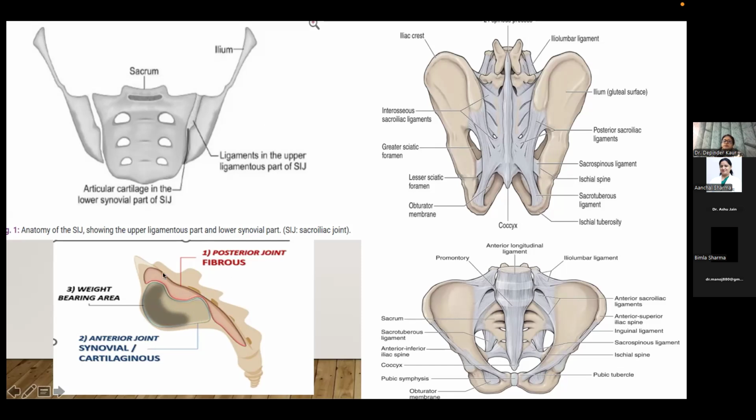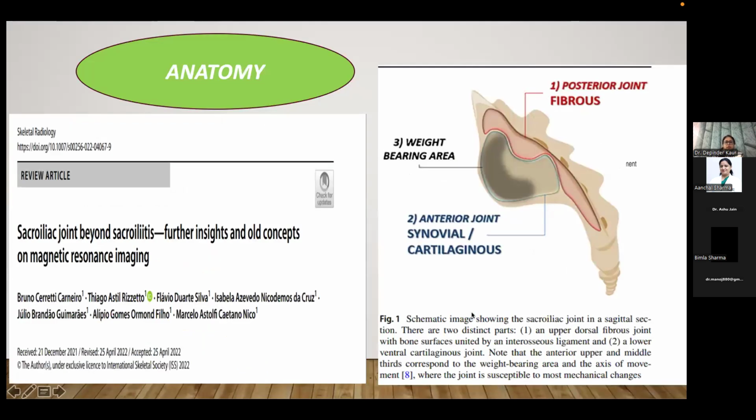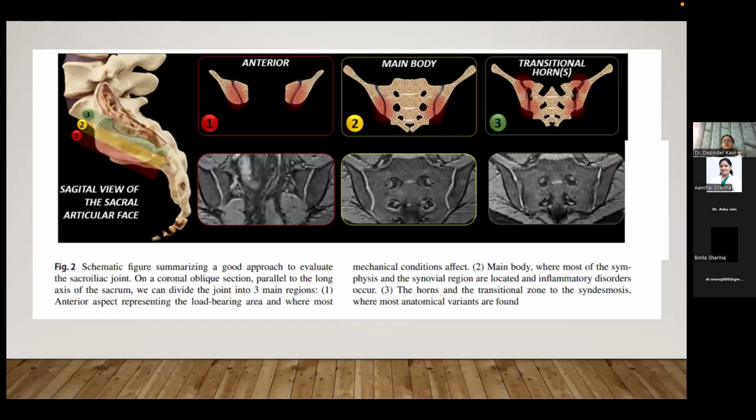The posterior is the fibrous joint. This fibrous joint is surrounded by a lot of ligaments which help to stabilize the spine. This is a very beautiful article published in Skeletal Radiology, and it clearly states that what are supposed to be the synovial portion of the joint is basically divided into the synovial as well as the cartilaginous part, and the posterior is the fibrous portion of the joint. So this really helps us to understand what underlying pathology we can diagnose with the help of knowledge of anatomy.